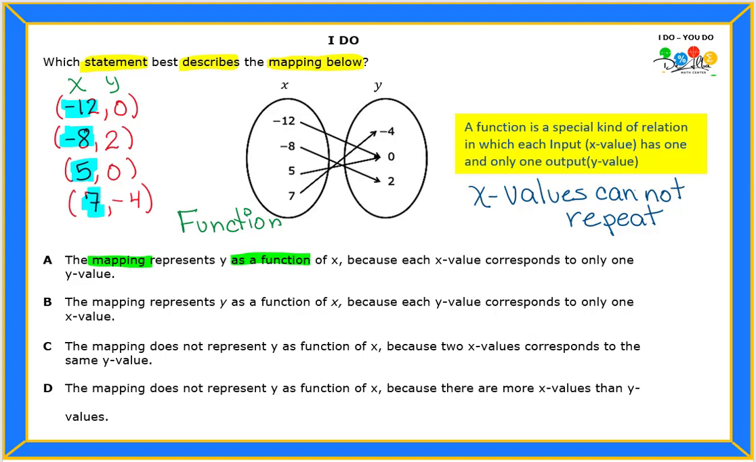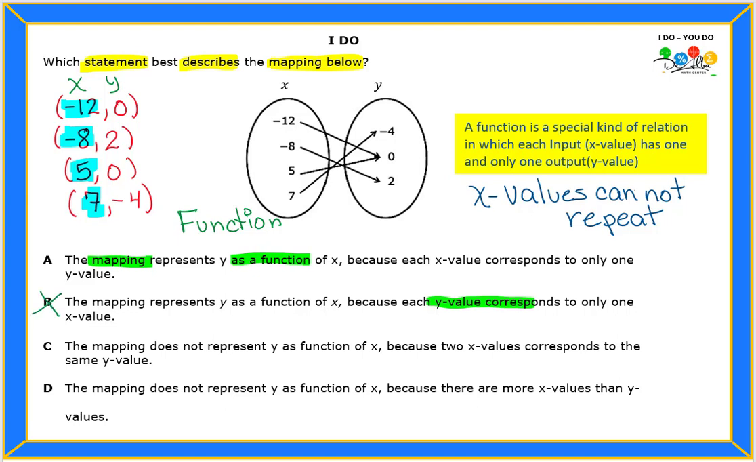What about B? It says the mapping represents y as a function of x because each y value. Am I gonna be worried about each y value corresponding to 1? No, right? The whole idea of a function is not whether y belongs to each one of the x's. It's whether x has one value for y, okay? So B cannot be an answer.